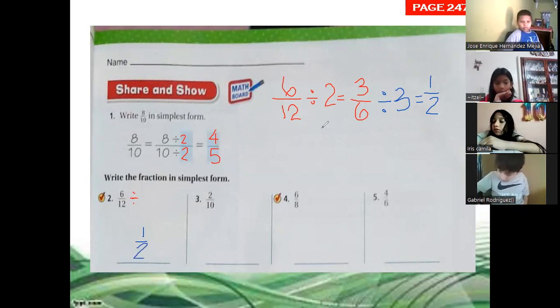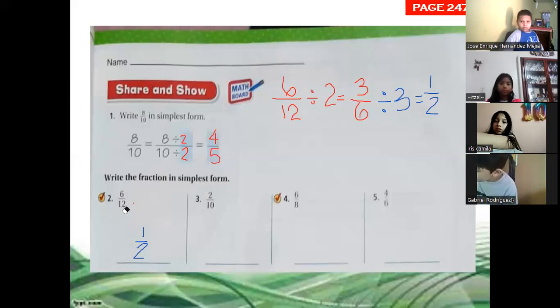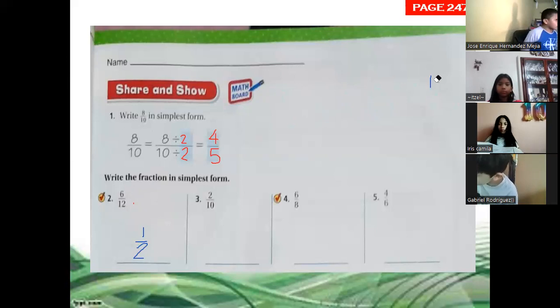So simplify means that you have to continue dividing until you can't. In this case, I can continue dividing. So the simplest form of 6/12 is 1/2. 6/12 is equal to 1/2. Now the next one.